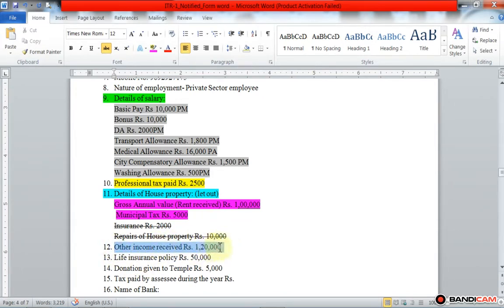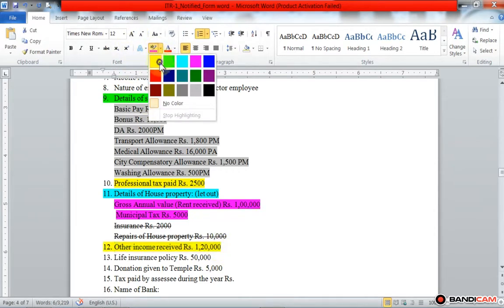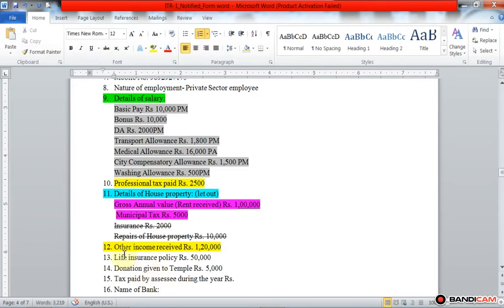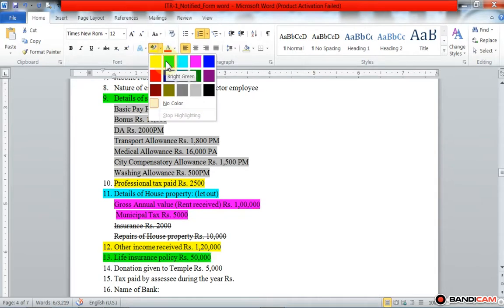Then other income is given, rupees 1,20,000. Then here life insurance policy rupees 50,000. So LIC policy for the SSC. The SSC has taken a life insurance policy for his own life. So it is a contribution of that SSC, so it is deducted from the gross total income under section 80C.